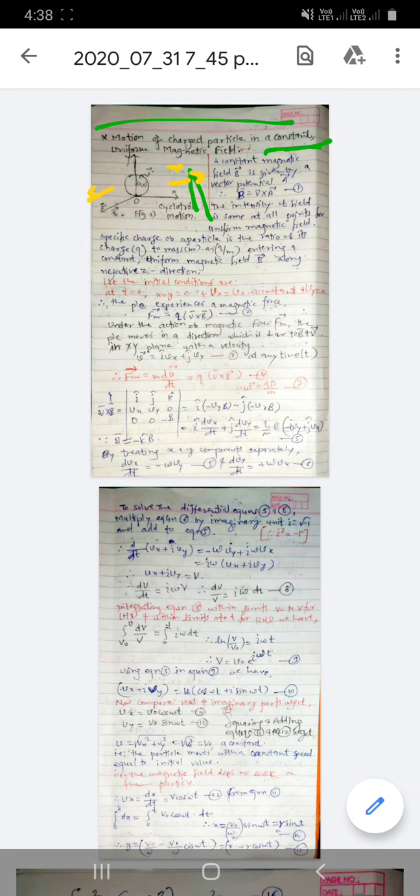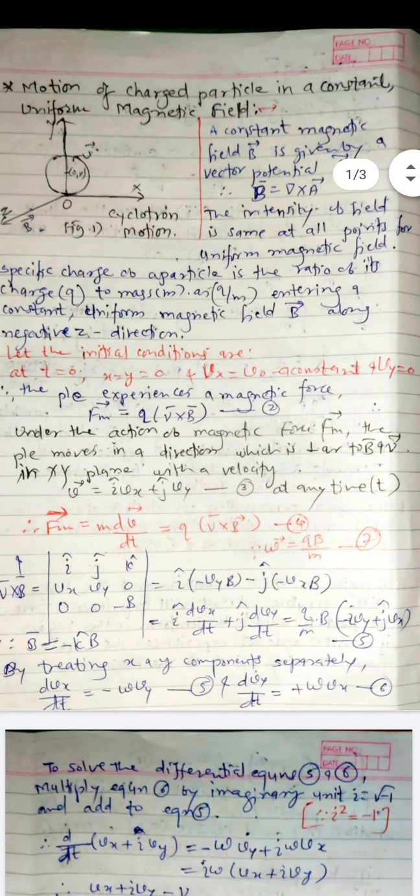Now we will see one by one. A constant magnetic field B bar is given by the vector potential A bar. It is expressed by vector B bar equal to del cross A bar, or you can say curl of A bar. It is our equation number 1.